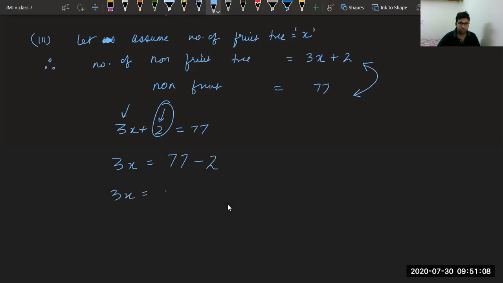3x is equal to 75. X is equal to 75 upon 3. And the answer is, 3 ones are 3. Sorry, 3 twos are 6, 1 remainder, 5s are 25. So there are 25 fruit trees.